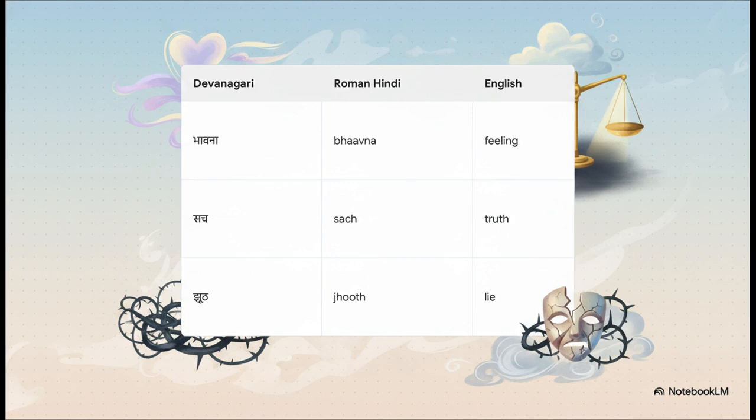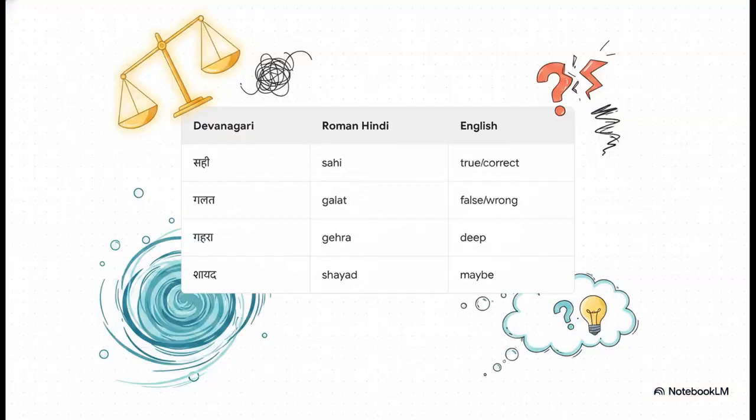First up is the word for feeling, which is bhavna. Try saying it at home. Bhavna. Next, we've got a really important contrasting pair. The word for truth is such. Go ahead and repeat it aloud. Such. And the word for lie is jut. Give that one a try. Jut. Spot on. All right, let's look at some descriptors.